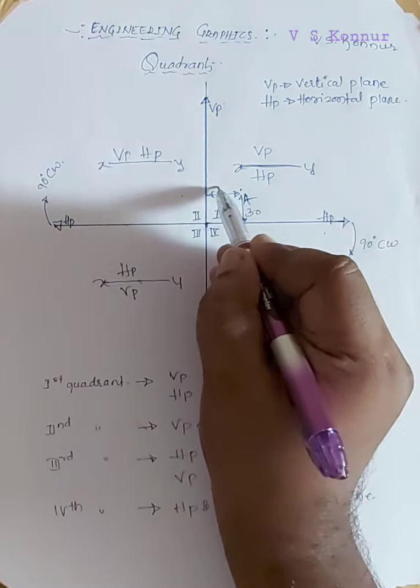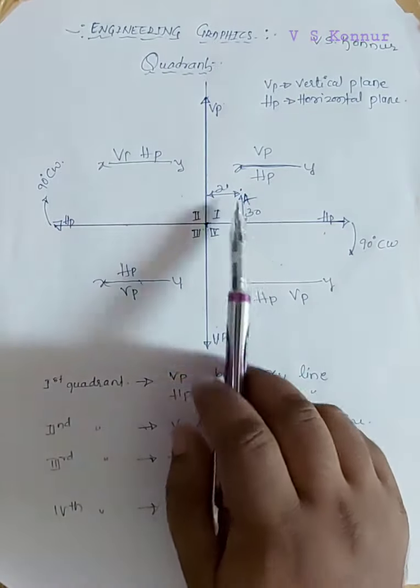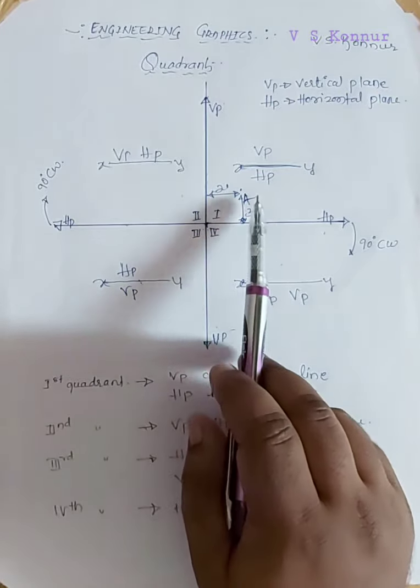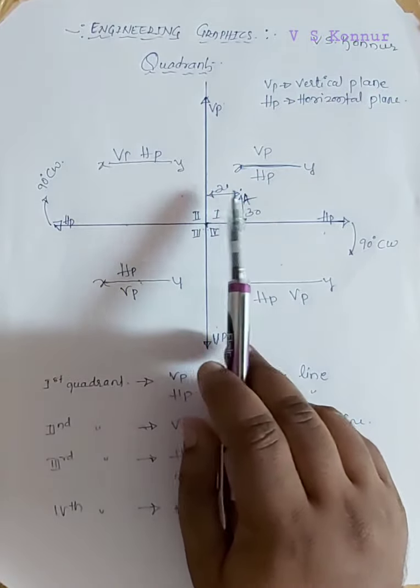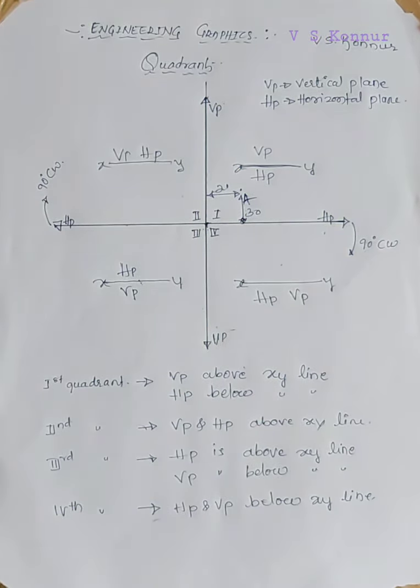So 30 millimeter, 20 millimeter, right? Now we can define this point A as 30 mm above HP, above the horizontal plane, and 20 mm in front of the vertical plane. The point A can be defined as 30 mm above the horizontal plane and 20 mm in front of the vertical plane.